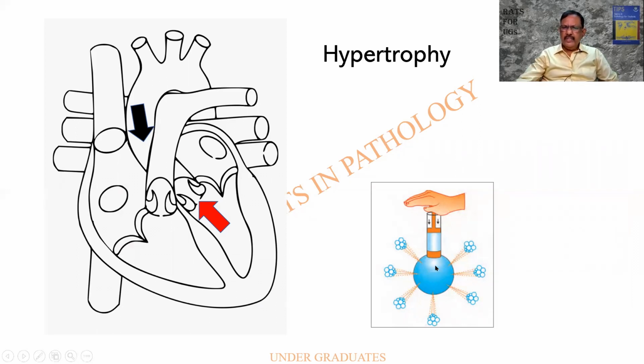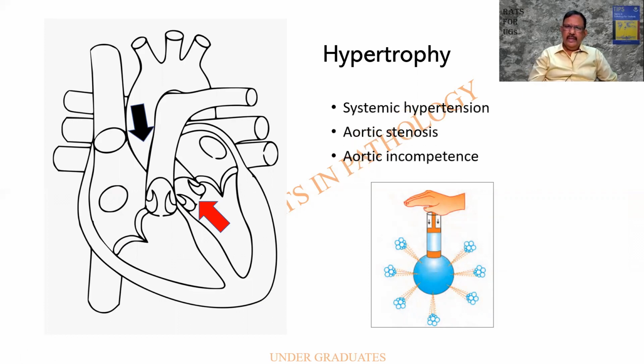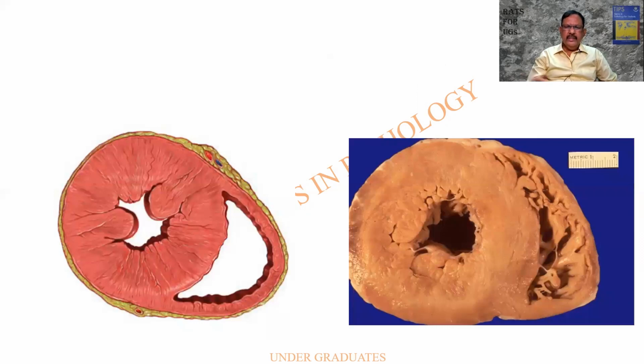And this is a principle. If you apply pressure at any one point in a fluid, it is transmitted equally in all directions. And this is what is happening in a case of systemic hypertension, aortic stenosis, or aortic incompetence. If you people are not convinced with what I have mentioned, see these. So this is something that you people should draw.